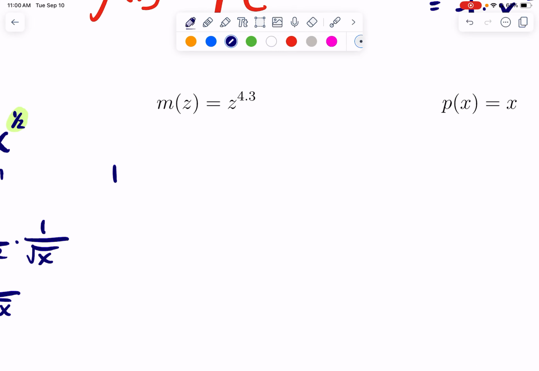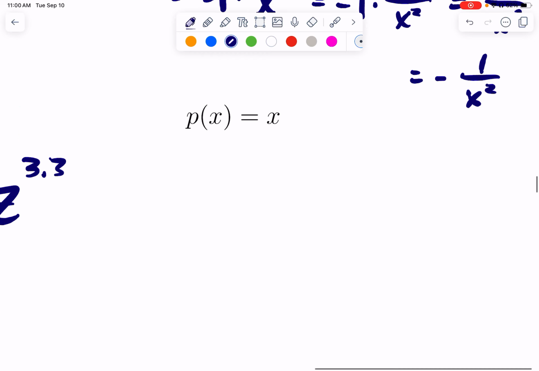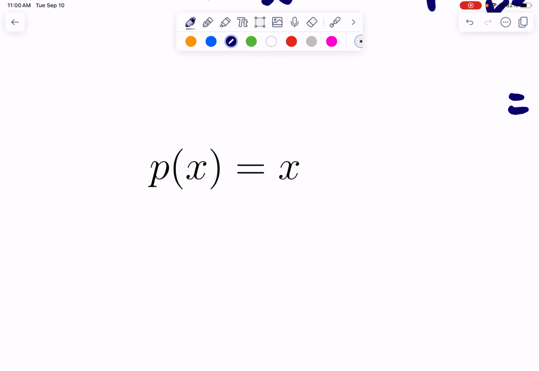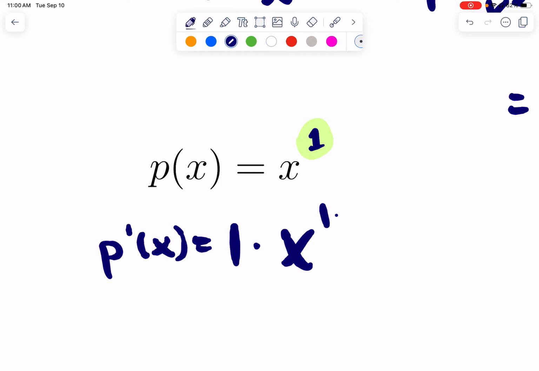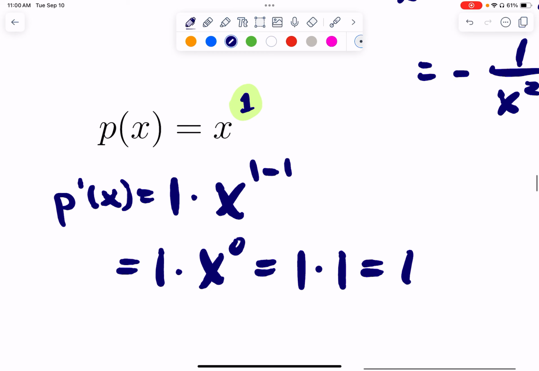Okay, a couple more. M of z is z to the 4.3 power. Right, this is a rather abstract exponent. Maybe we'll just leave it as is. The 4.3 comes in front, and the new power is 1 less. And then finally, this last one. Right, this one is super easy, but maybe deceptive. x all by itself is which power of x? It is the first power. So our rule here would be 1 times x to the 1 minus 1, which is 1 times x to the 0. x to the 0, hopefully you remember, is 1. Anything to the 0 power is 1. So our answer here is 1.